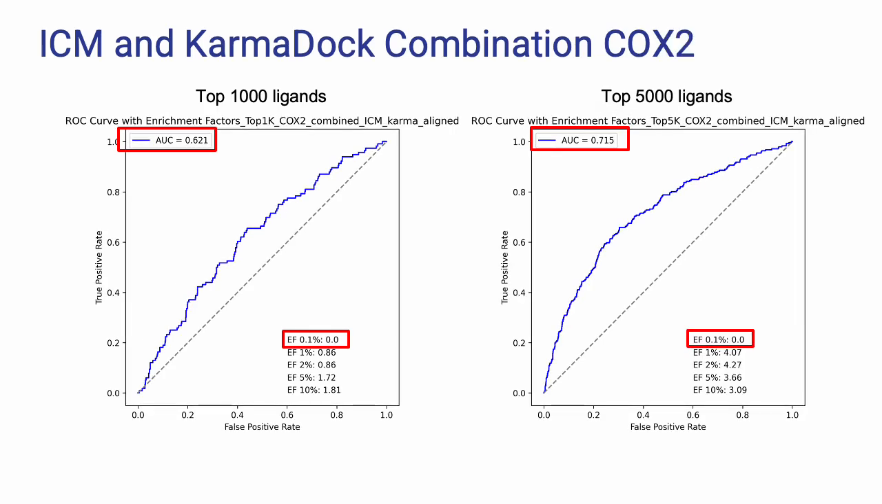For COX-2, it had AUC values of 0.62 and 0.72 for the top 1000 and top 5000 ligands respectively, with EF values of 0 for the top 0.1%, suggesting decent discrimination and no meaningful enrichment.